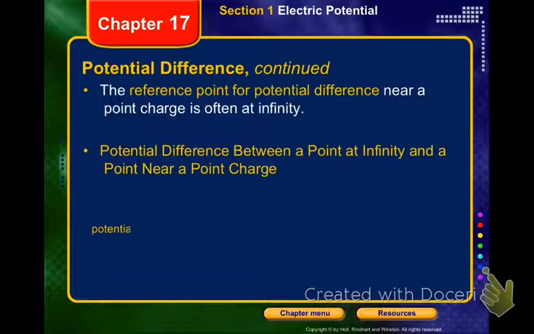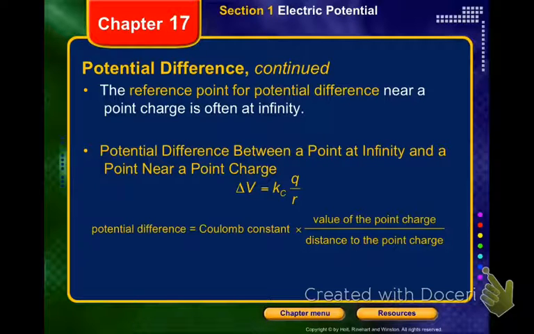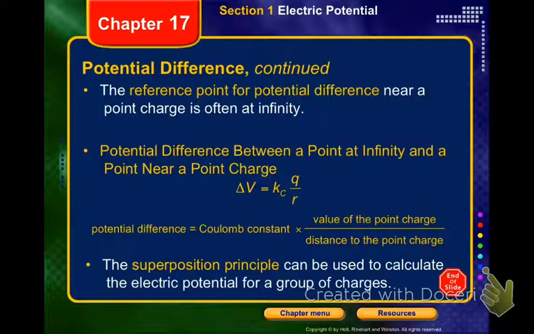So if we're looking at the equation that they have here, you've got delta V is Kc Q over r. Kc is going to be Coulomb's constant. We've already worked with it, 8.99 times 10 to the 9th. And then your Q is the value of a point charge, and then your r is the distance to the point charge. And we go back and we look at the superposition principle again. Remember that it says that you can use this principle to calculate the electric potential for a group of charges.